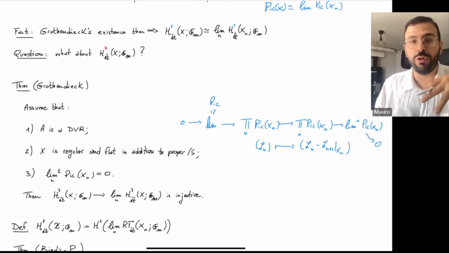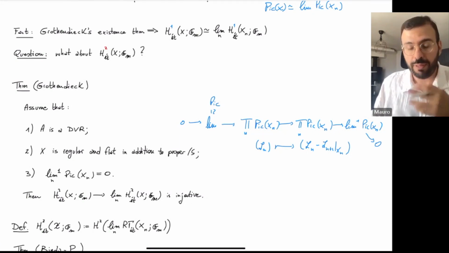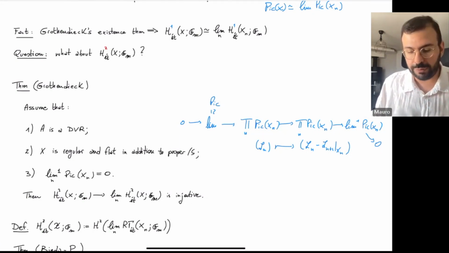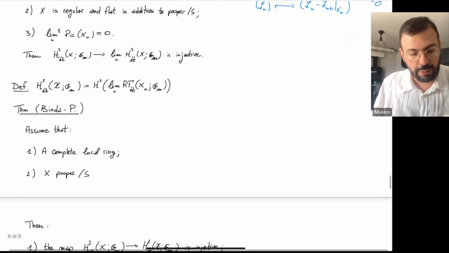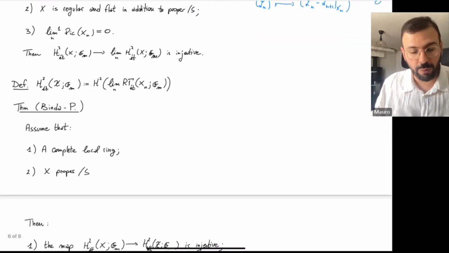But it's a very strong condition. In typical examples, it's not true. I mean, it's very, very rare. There are, of course, examples, but very, very rare. Then what happens is that the canonical comparison map is injective. So this is what was known. And now we can improve this result in the following way.